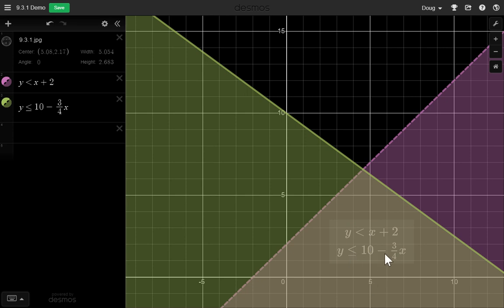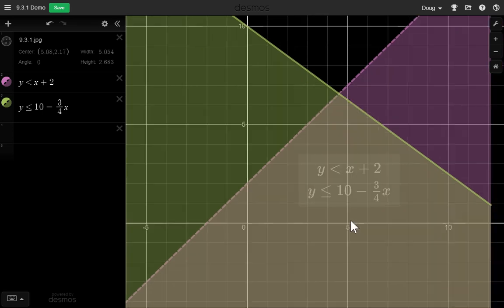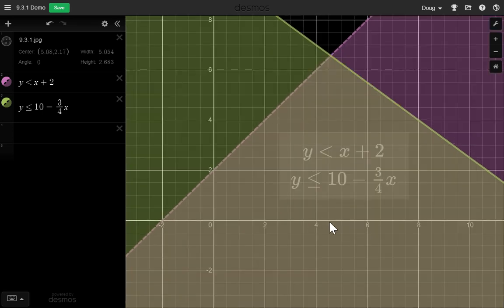Any xy point that I pick in the area that's double overlapped would work. So I could say, for example, if I was asked, hey, what's a point that works? It looks clearly like x is 4, y is 2, right? So this point right here is the point 4, 2. 4 plus 2 is 6, and y was 2. 2 is less than 6 is true.